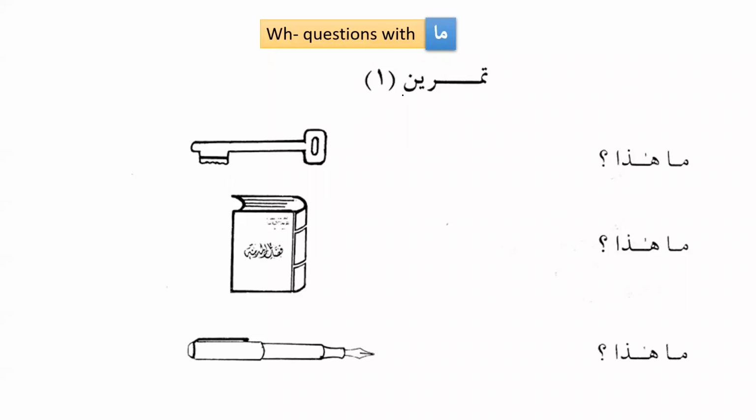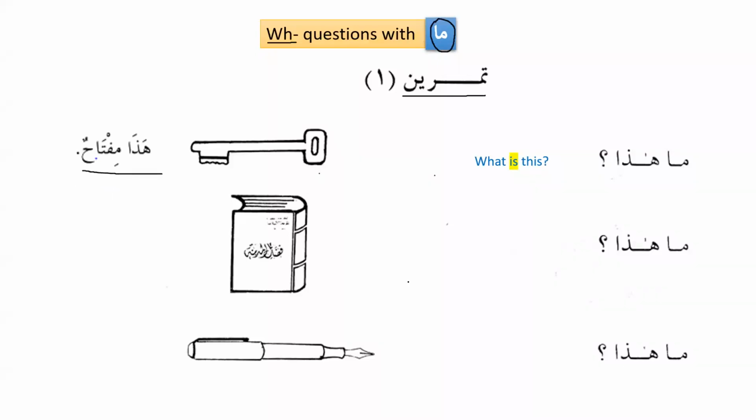So tamreenun means exercise. It means practice or exercise. And we know that ma is used to ask WH questions. That means it is used to ask questions with what, okay? So now question number one, ma hadha. What is this? What is your answer? Hadha miftahun. Excellent. The answer is over here.